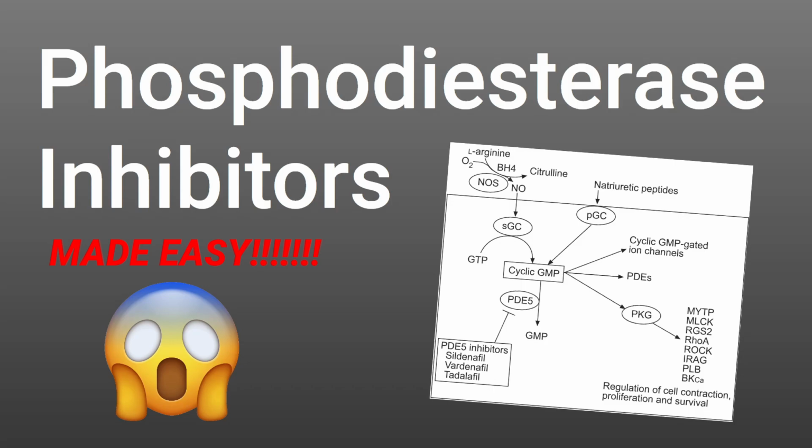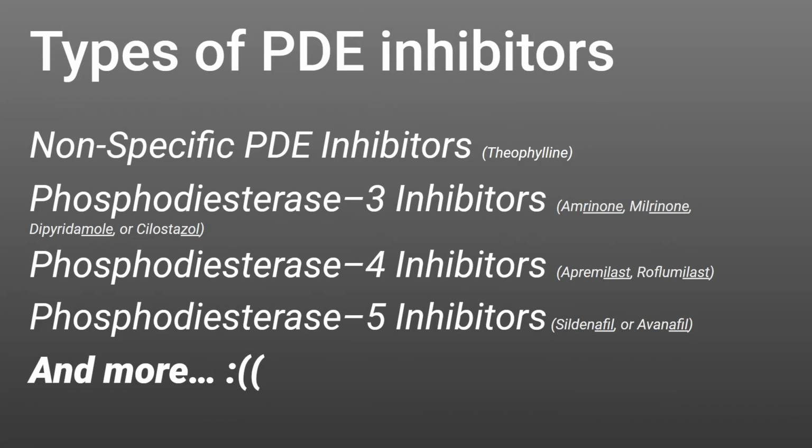There are so many different types of phosphodiesterase inhibitors, but today we will be talking about the main ones. So let's get started. First of all, we're going to start off with the non-specific phosphodiesterase inhibitors. An example of a non-specific phosphodiesterase inhibitor is theophylline.